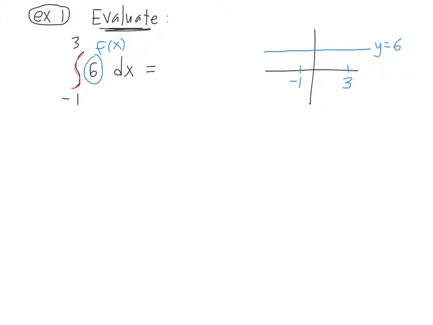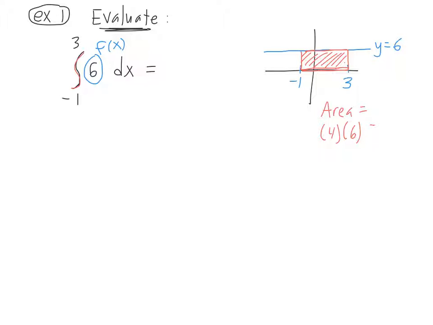So we're looking to find, and if you have a different color, use it, we're looking to find this area. Alright, the area bounded by x values of -1 and 3, the x-axis, and then up to the curve y equals 6. Well, we can see this is a rectangle. And this area here, it's not difficult to find. Alright, the width here from -1 to 3, that's 4, and then the height would be 6. Not drawn to scale, but you get the idea.